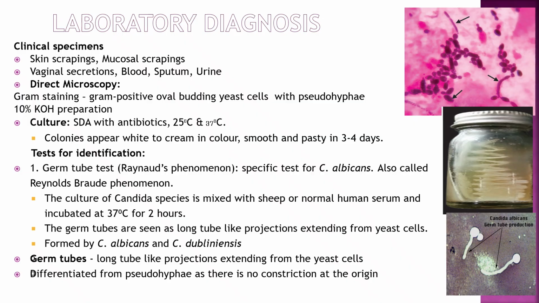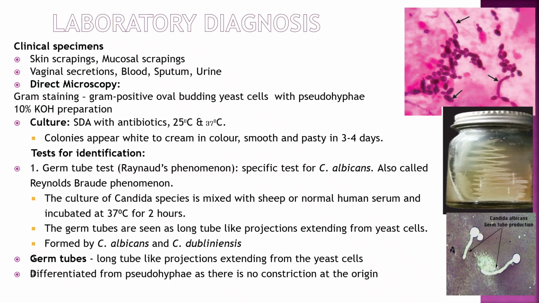Culture on SDA with antibiotics at 25 and 37 degrees Celsius. Colonies appear white to cream in color, smooth and pasty in 3 to 4 days. Test for identification: germ tube test, also called Reynolds-Braude phenomenon. It is a specific test for Candida albicans.